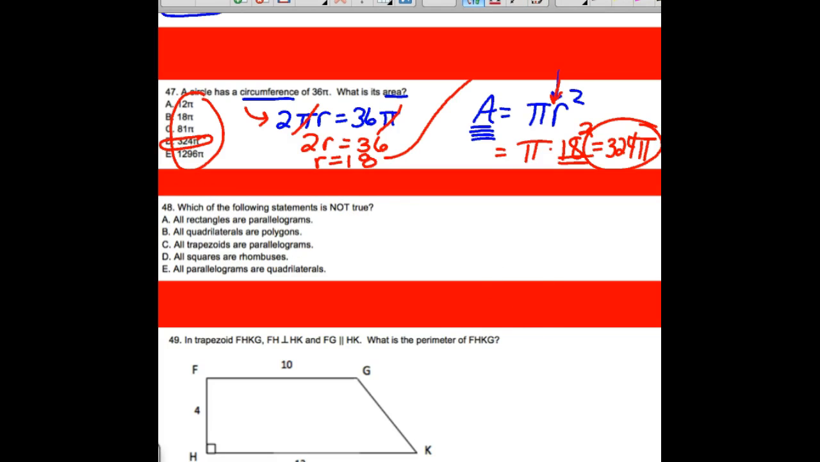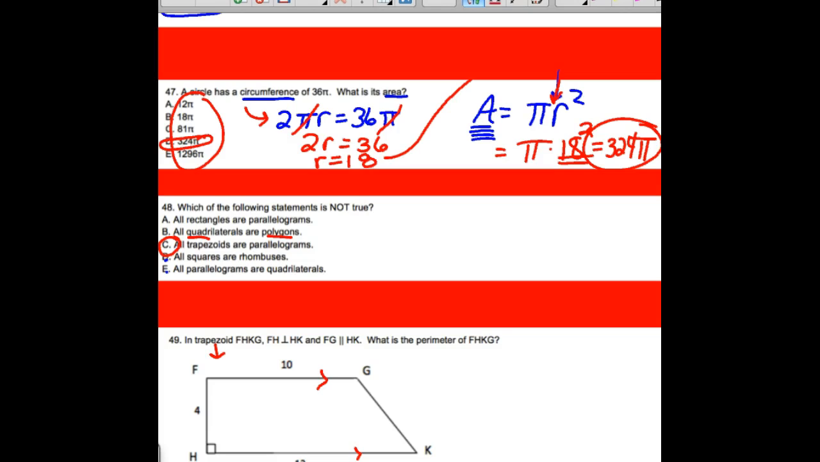A quadrilateral is a four-sided polygon. Every quadrilateral is a polygon. That's true. Is every trapezoid a parallelogram? Well, here's an example of a trapezoid right here, and you can see a trapezoid only requires one pair of parallel sides, not two. So this one is not true, and I would move on to the next problem. But because we're doing review, I also want to discuss these two.